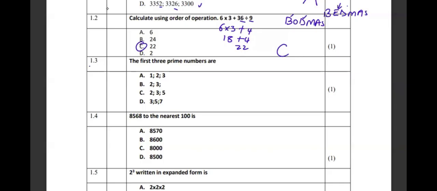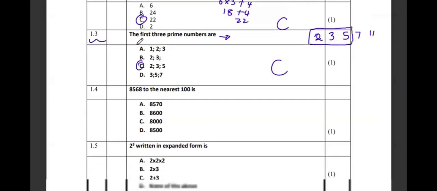And then 1.3, the first 3 prime numbers. What are prime numbers? We know that these are numbers that have only 2 factors. That's basically 1 and itself. So the first prime number is a 2. Second prime number is a 3, followed by 5, and then a 7, 11, and so on. So we're only focusing on the first 3. So 2, 3, 5, which is option C.